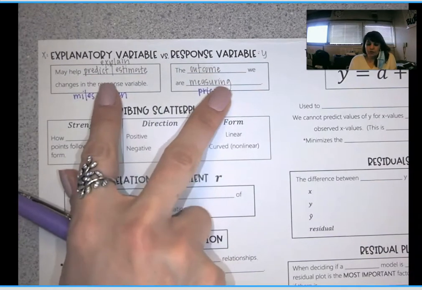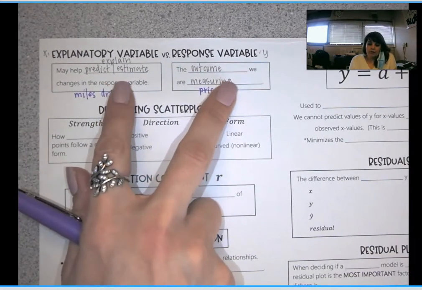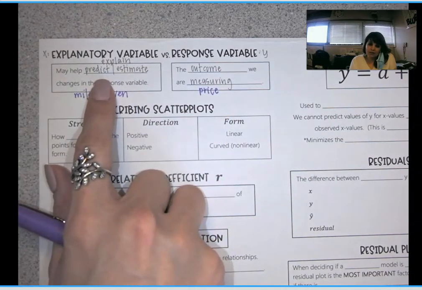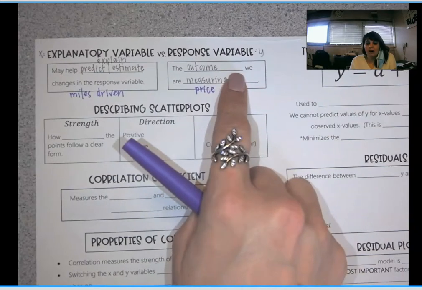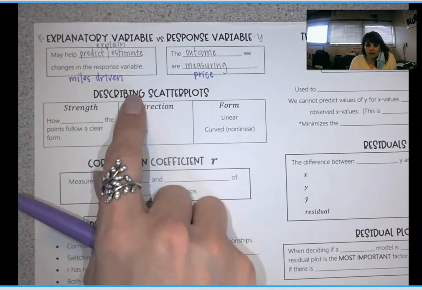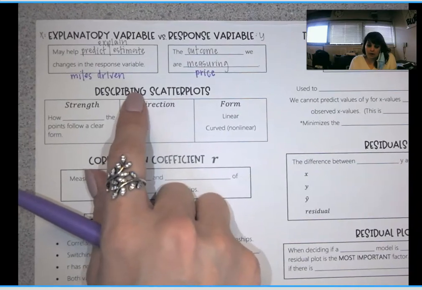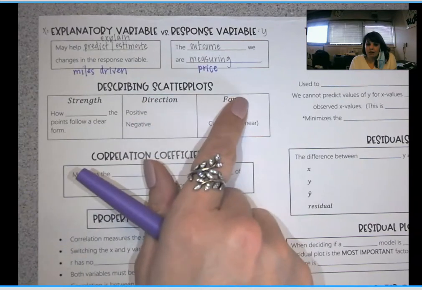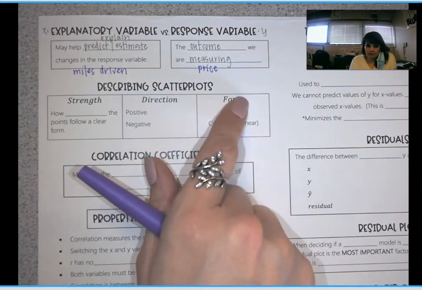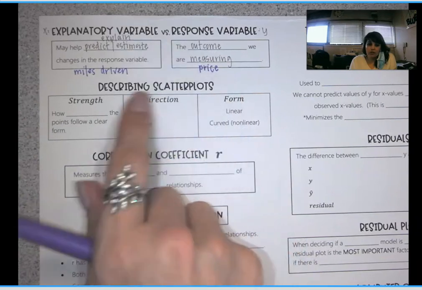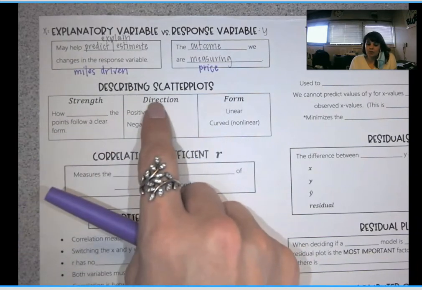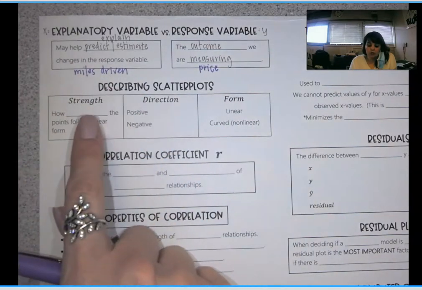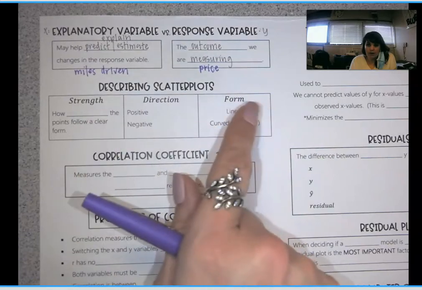When you have two variables, an explanatory and a response, you can make a graph out of them. You put the explanatory on the x-axis, the response on the y-axis, and it builds a scatter plot. When looking at that scatter plot, we are examining the strength, direction, and form of the scatter plot. That's how we determine if there's a relationship. I have put these in the order that you usually say them when you describe a relationship: strength, direction, and form.